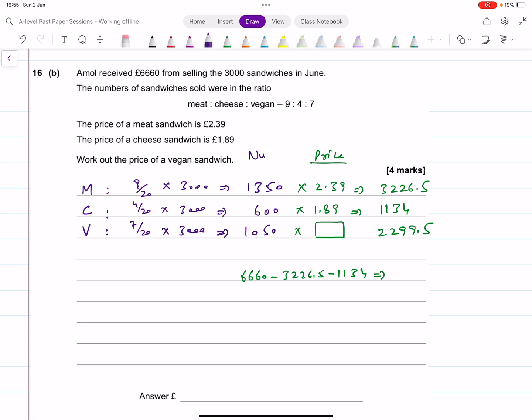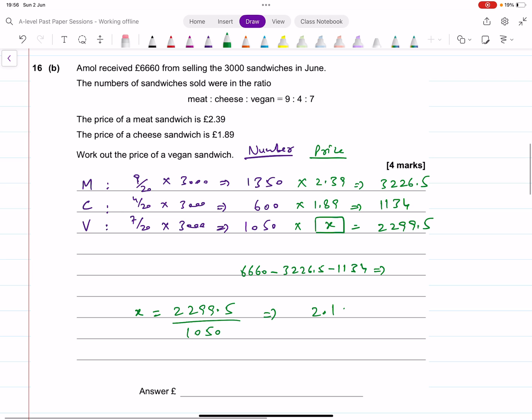So what should we have here as the price of a single sandwich? This was the number of sandwiches, and this was the price of the sandwiches. So what price do we need to have here so that the total amount that she gets is 2,299.5. Let's call this X. We can say X equals 2299.5 divided by 1,050. And that should be the price of one vegan sandwich. Let's see what this turns out to be. That's giving me 2.19 pounds. That should be the price of one vegan sandwich.